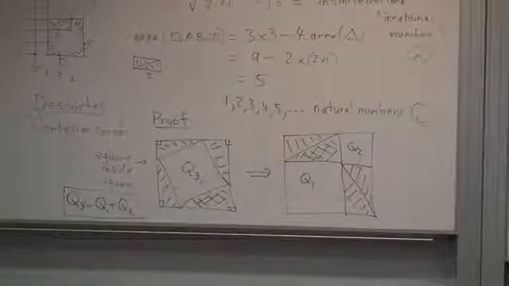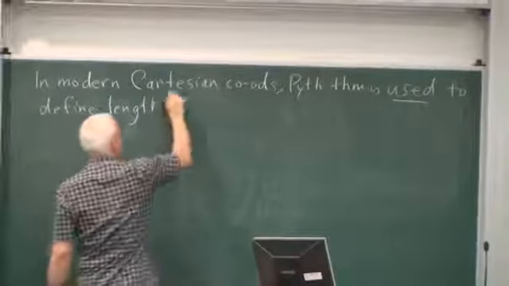Okay, so one of the reasons why Pythagoras' theorem is so important is because of this formula here that we now use to define the length, in Cartesian coordinates. So in modern Cartesian coordinates, Pythagoras' theorem is used to define length. Or distance, same thing.